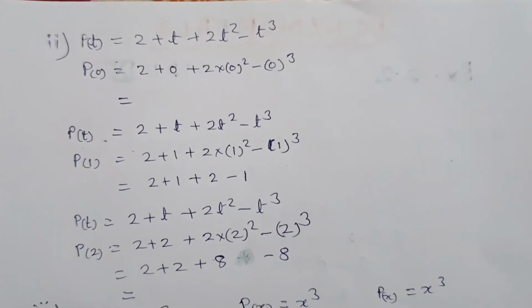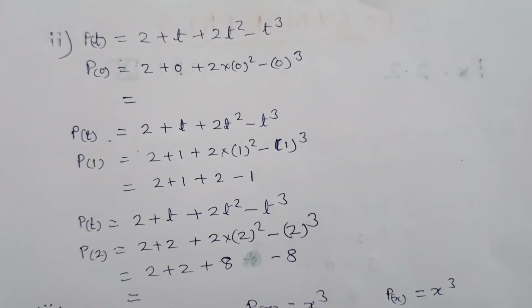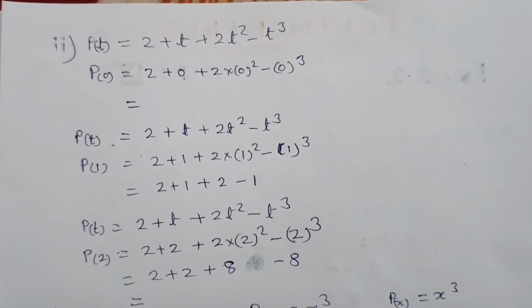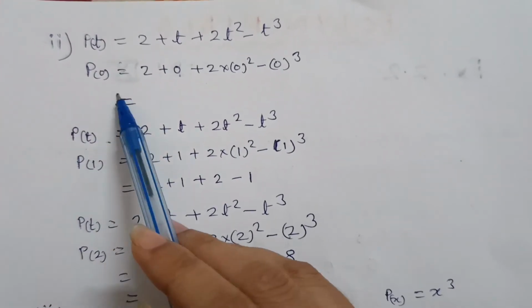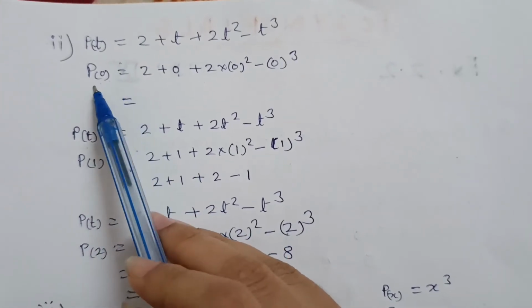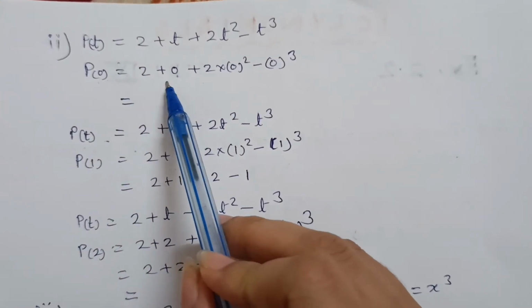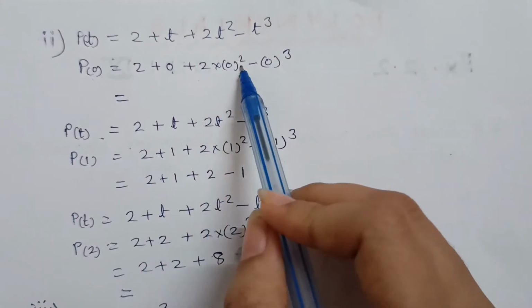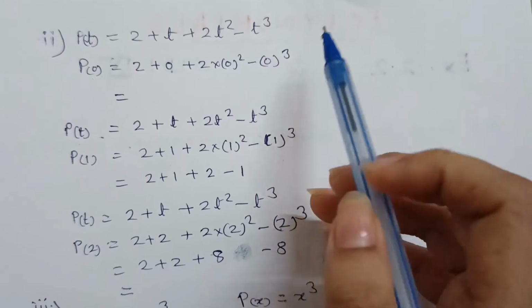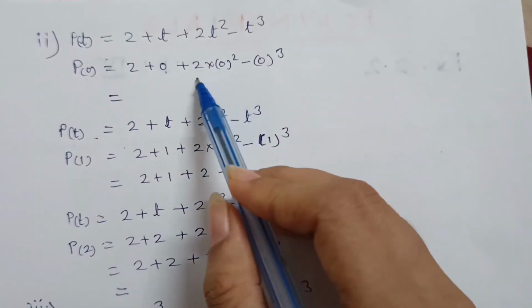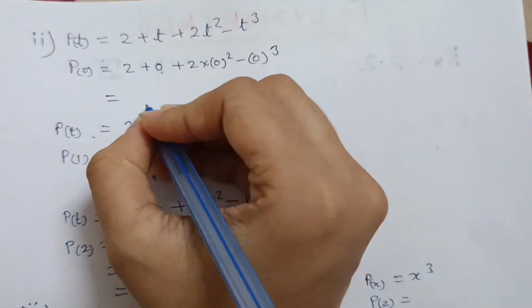Second, P(t) is equal to 2 plus t plus 2t square minus t cube. P0. So we will substitute 0 in t. So P0 is equal to 2 plus 0 plus 2 into 0 square minus 0 cube. After solving we will get answer 2.